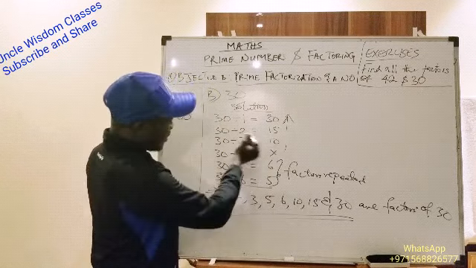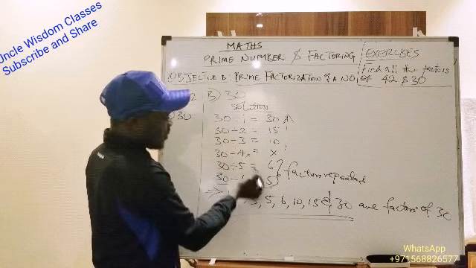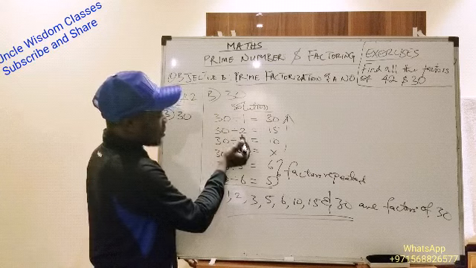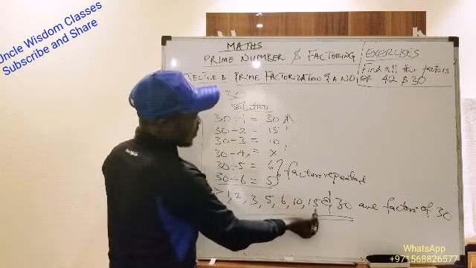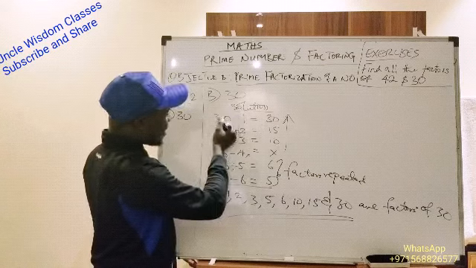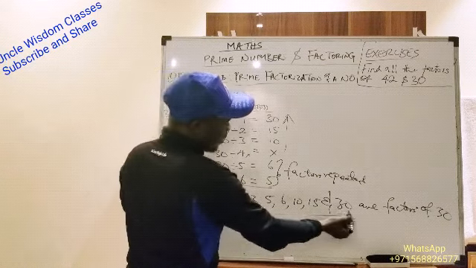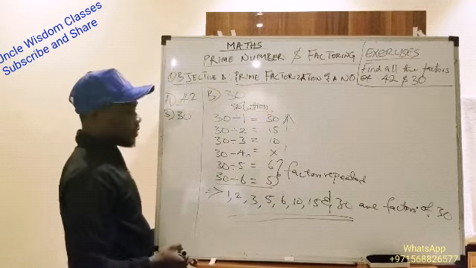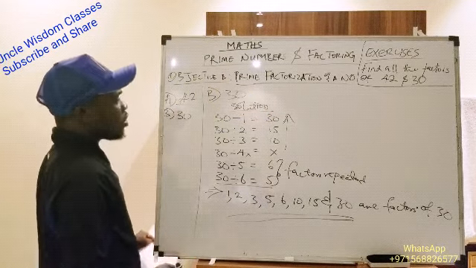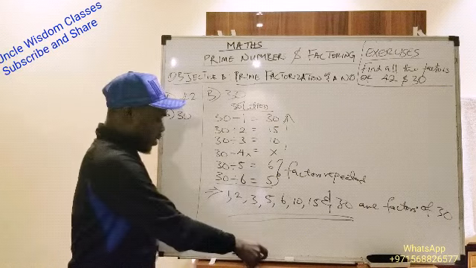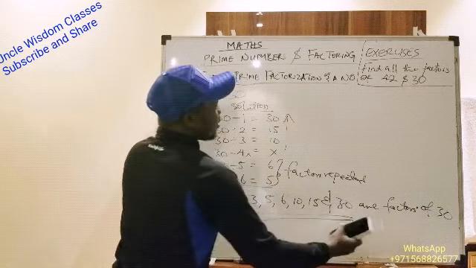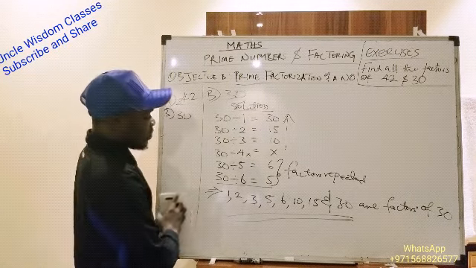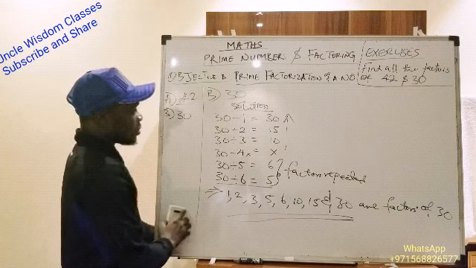Then we take it up. 10 can divide 30 to give us 3. Therefore, 10 is among. 15 can divide 30 to give us 2. Therefore, 15 is among. And 30 itself can divide 30 to give us 1. Therefore, 30 is among. These are the factors of 30. Having solved the exercises, compare it with what you got to see if you get the right answers. If you didn't get it, please pick the corrections.